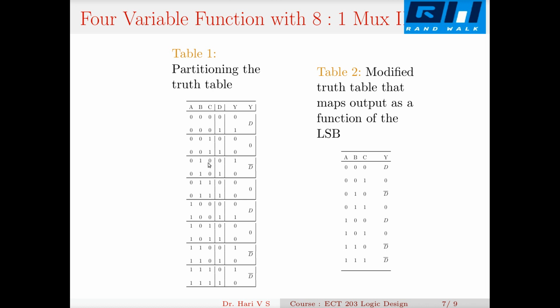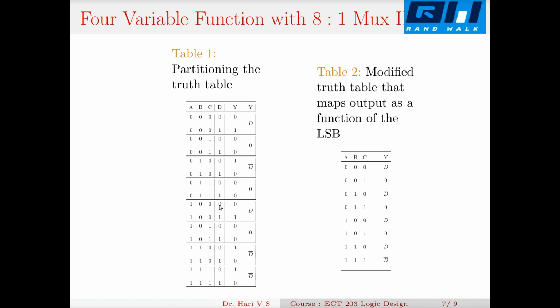Let us look at the case 0, 1, 0. D is 0, 1 and Y is 1, 0. You can see that for ABC equal to 0, 1, 0, Y is D complement. Now let us look at the 0, 1, 1 case. Here D is 0 and 1 and Y is 0, 0, which means that Y is 0 for 0, 1, 1.